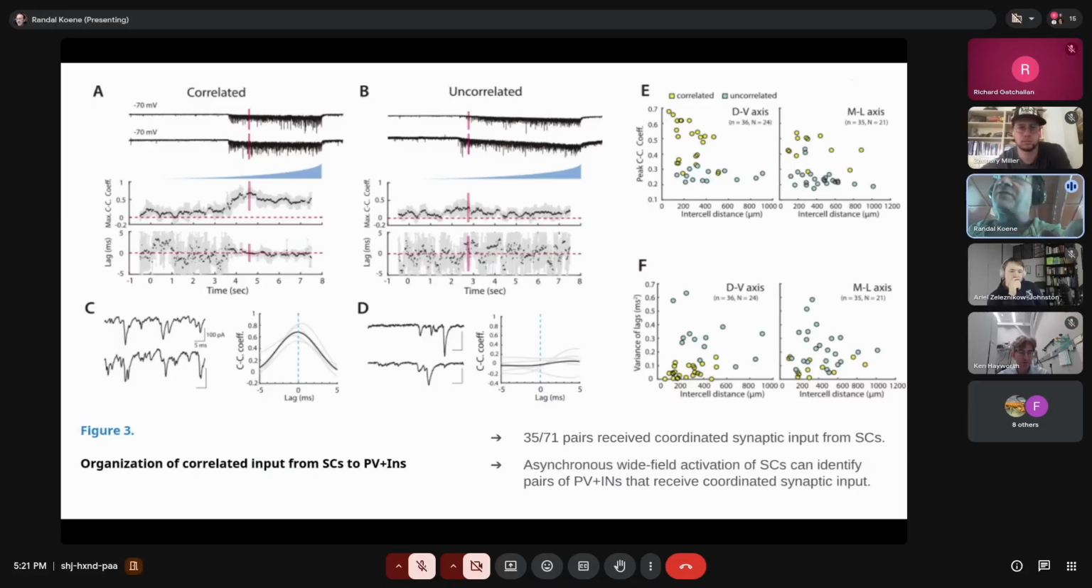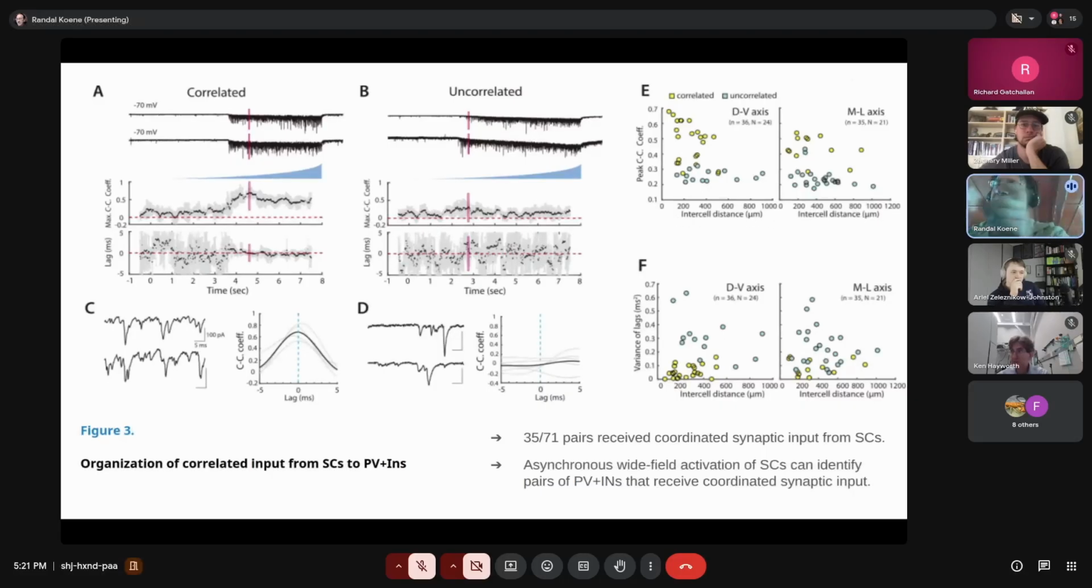So they're just setting up their method, really. They're trying to prove out that they can determine what is driving these interneurons based on the activity that they're seeing, and that they can do this by testing out the responses of interneurons at different distances. And here in E and F, this is where we're going to take a look at that distance dependence.